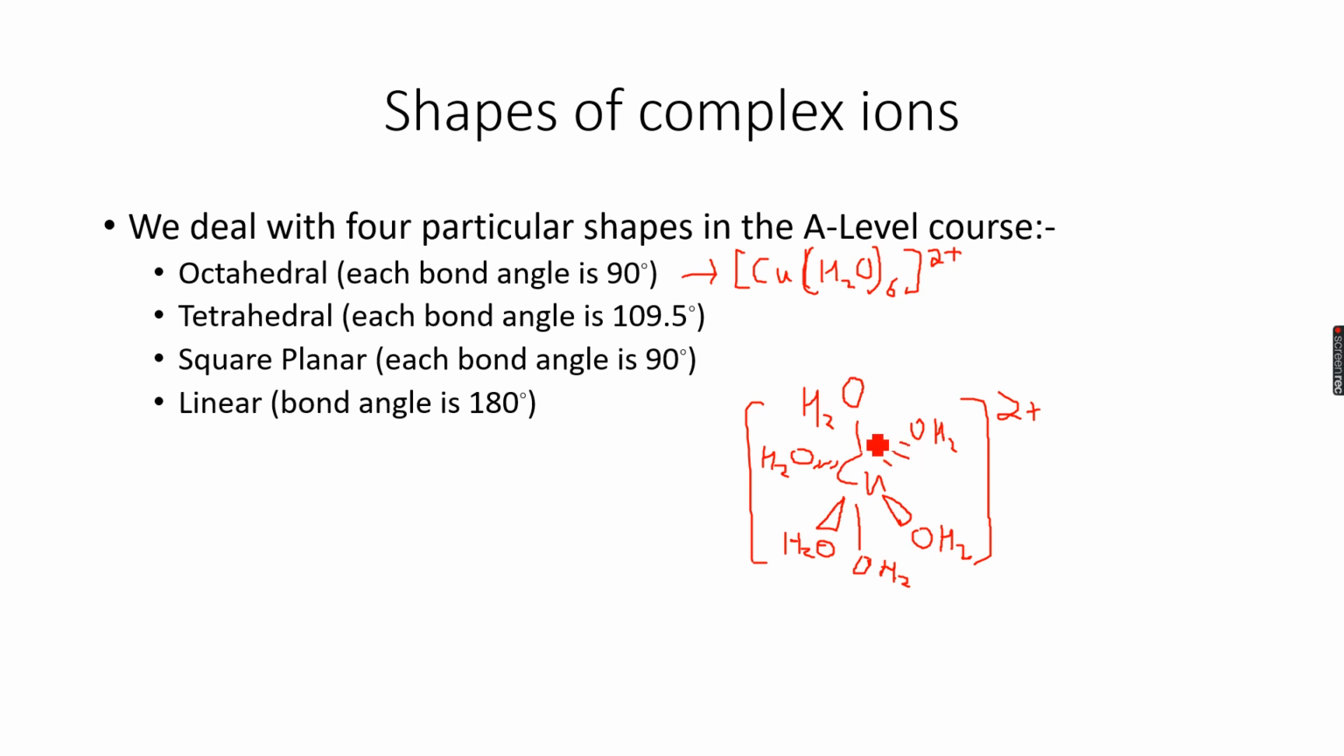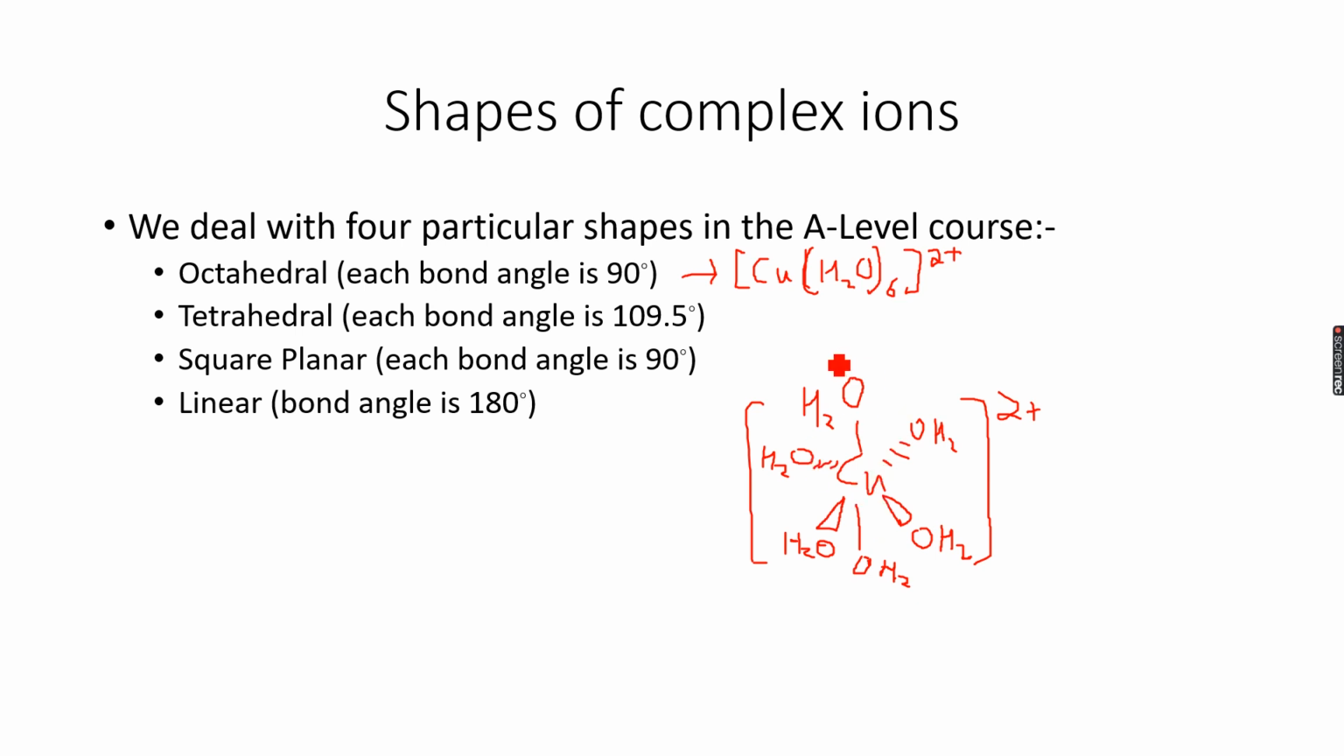Okay, so we have Cu(H2O)6, 2+. This entire thing is my complex ion. These molecules are my ligands. They are monodentate ligands because each molecule is donating only one lone pair of electrons to the central metal ion and forming coordinate bonds with it.